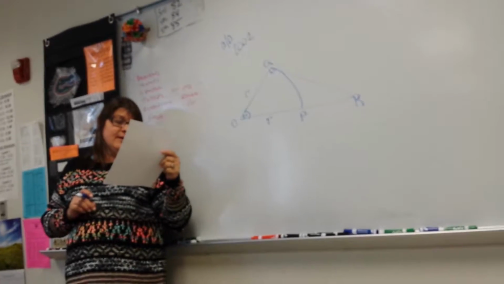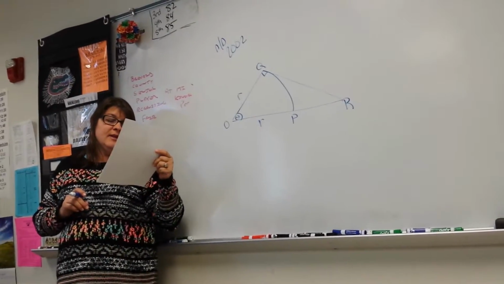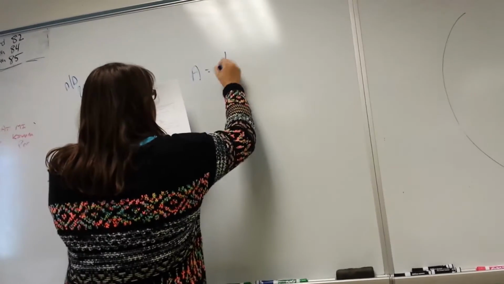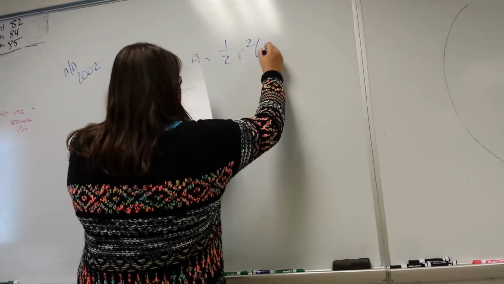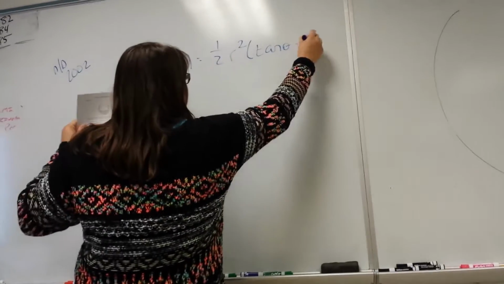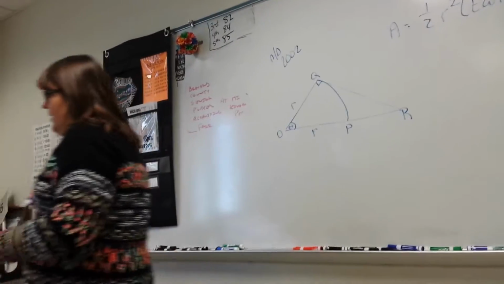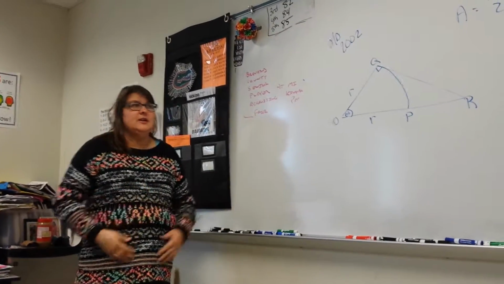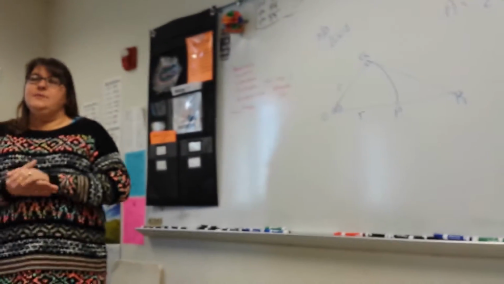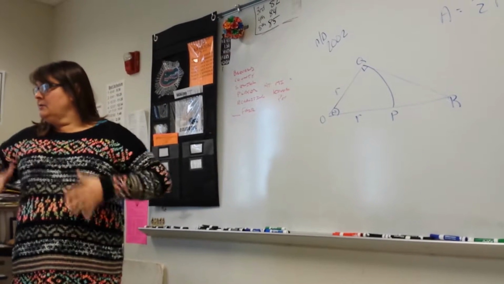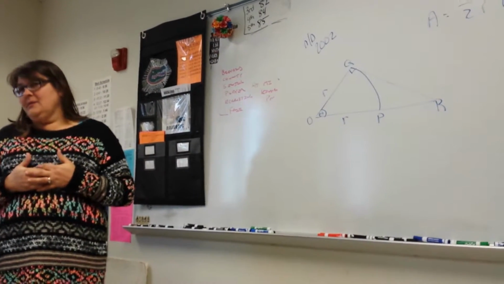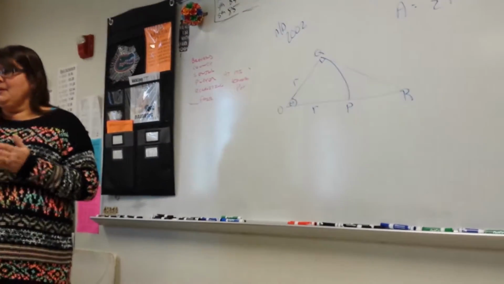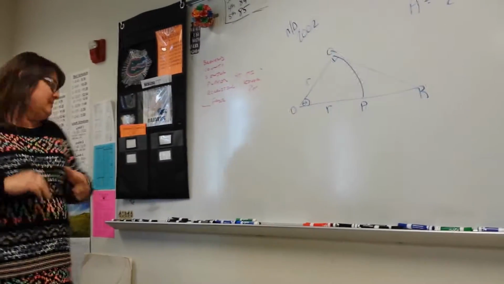Show that the area, A, of the shaded region is given by A equals 1/2 R squared (tan theta minus theta). So the area of the shaded region is going to be the area of the triangle minus the area of the piece of pizza. Everybody cool with that? Are we sure? Everybody's good. Excellent.